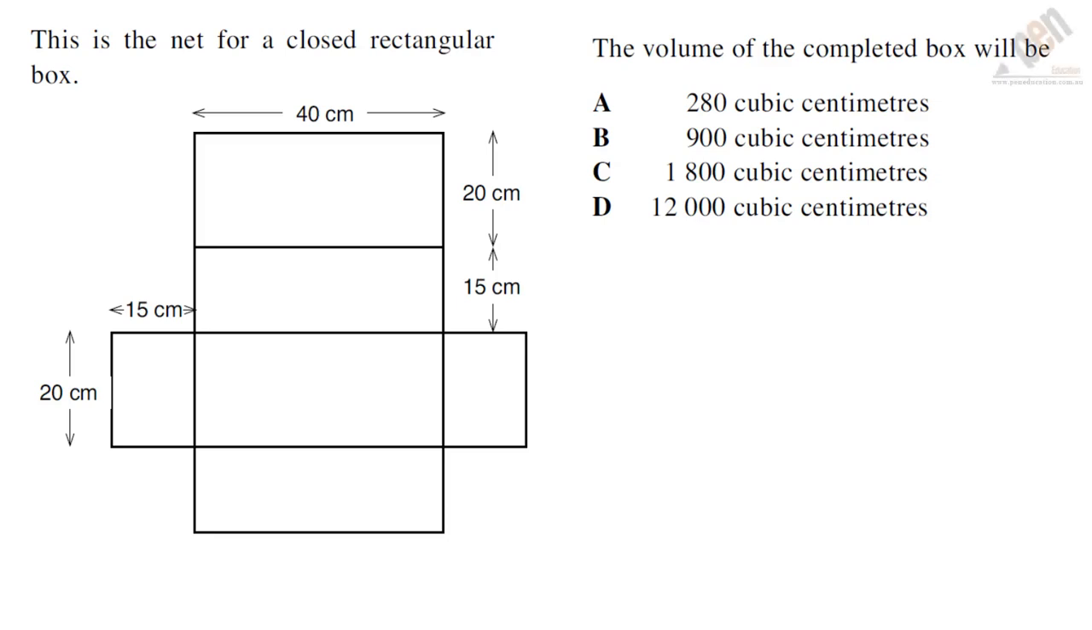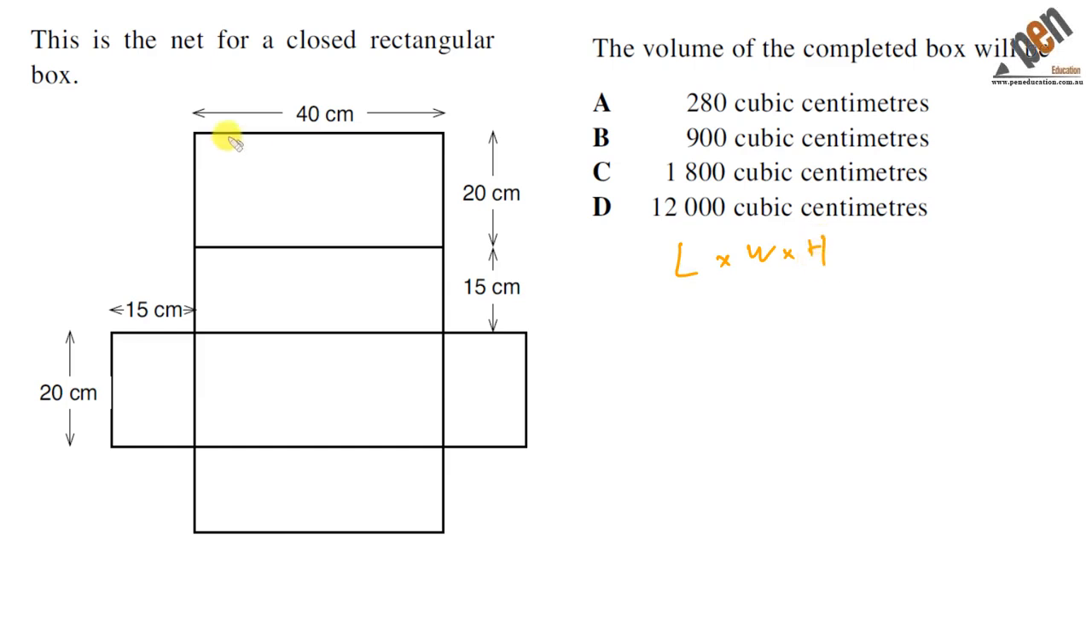This is the net for a closed rectangular box. The volume of the completed box will be what? To find this, we need to work out the 3 dimensions of our rectangular box: the length, multiplied by the width, and then multiplied by the height.